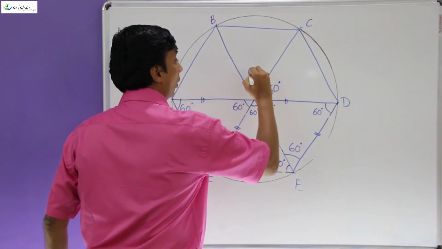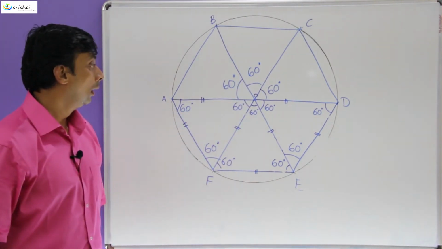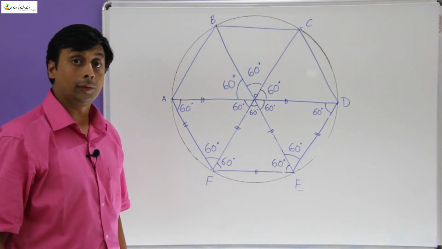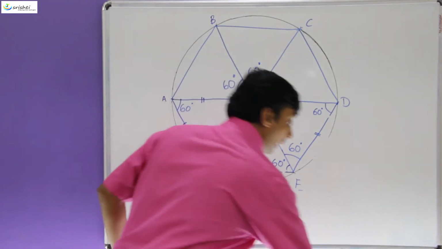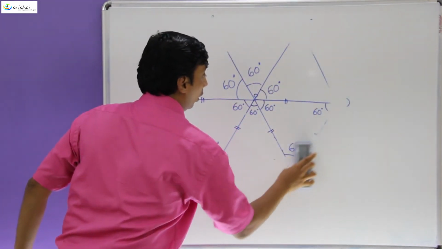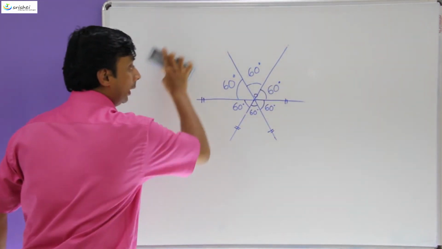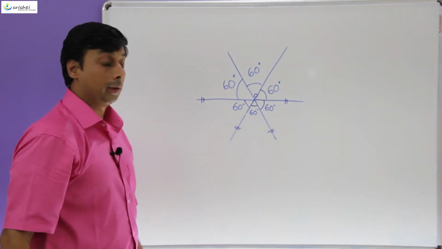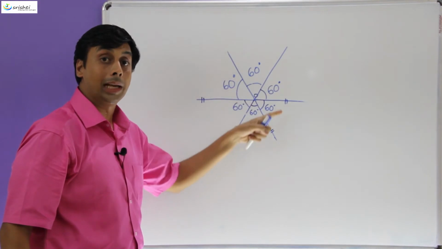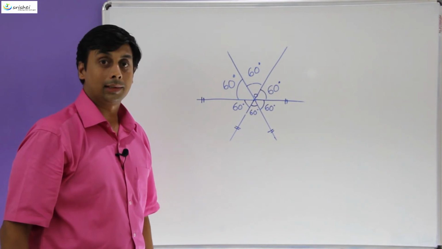So if I were to mark all these angles as 60 degrees, what do you observe now? Look at the point O, the center of the circle. If I now erase this complete figure, the complete circle and all those triangles, and leave only the angles at the center, what do you observe? Do you see that there are 6 parts of 60 degrees which make up the whole angle at the center, and 6 times 60 is going to be 360.